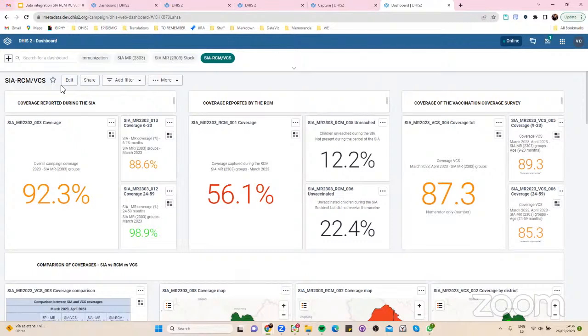So here, for example, we have reported during the SIA groups. Here we have the coverage vaccination survey with the different age groups. So you see that already there are some differences here and there. And of course, we have also the coverage that was reported by the RCM. Again, done on purpose, completely different coverage data. Could be for a variety of reasons, but just to highlight how easy it would be to appreciate the difference in data and to start investigating if there is any kind of discrepancy.